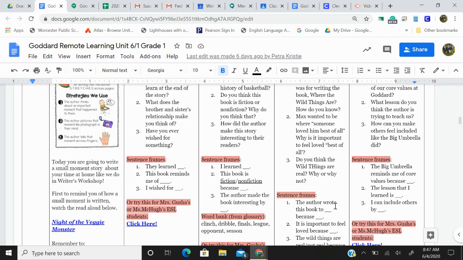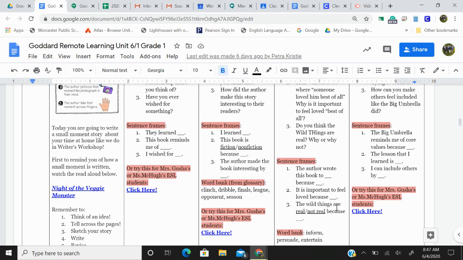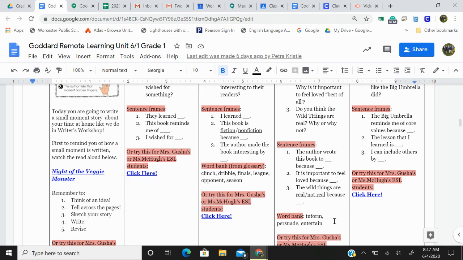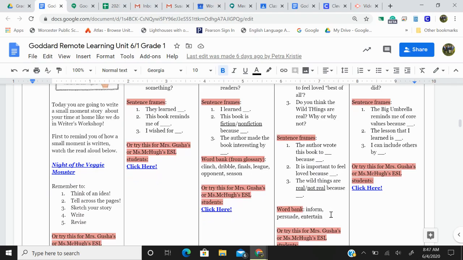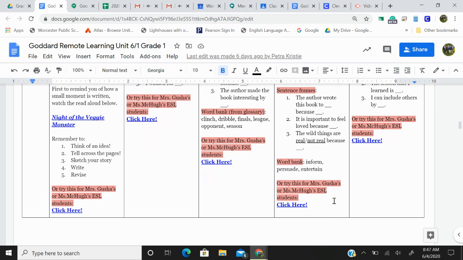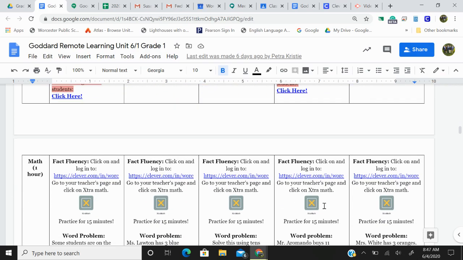1. The author wrote this book to blank because blank. 2. It is important to feel loved because blank. 3. The wild things are real or not real because blank. Here's a word bank for you: inform, persuade, entertain. Or try this for Miss Gusha or Miss McHugh's ESL students. Click on that link right there.